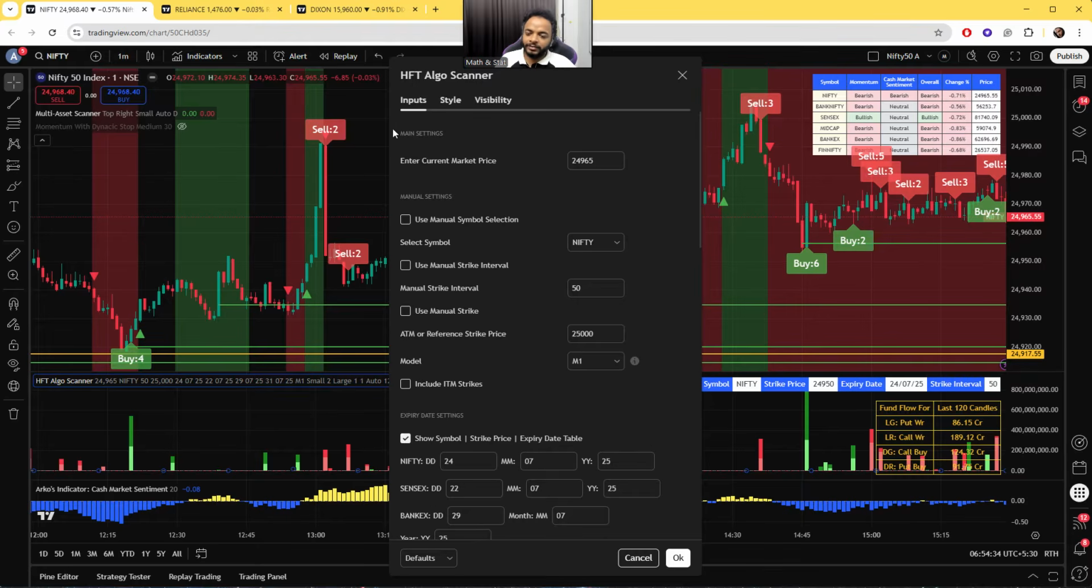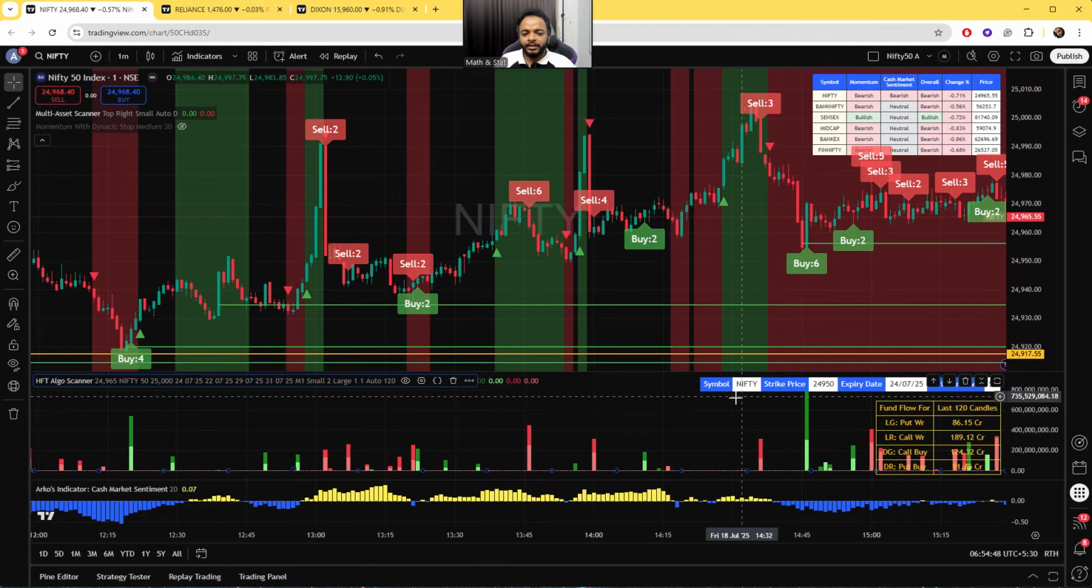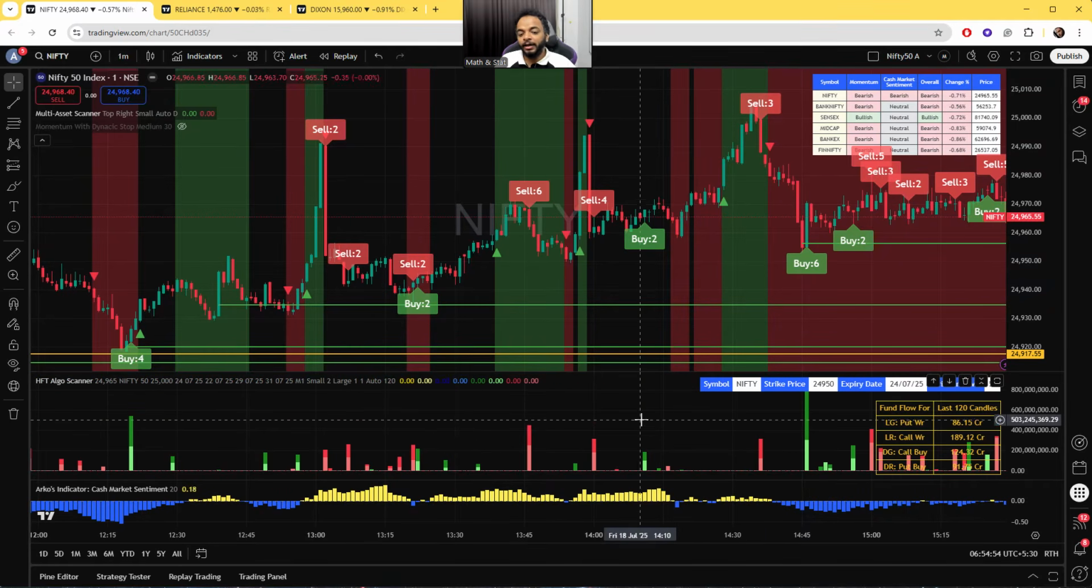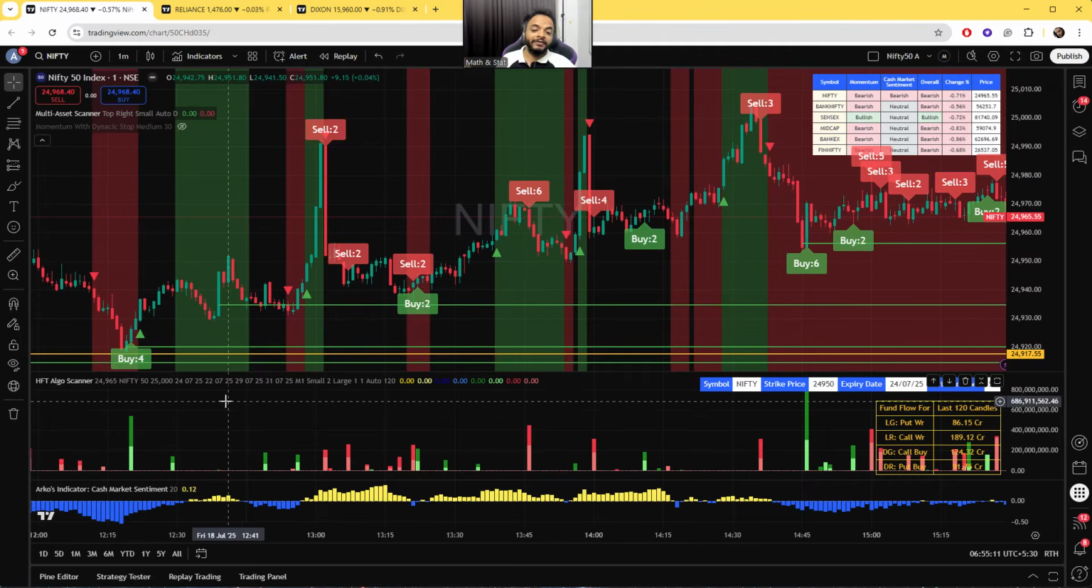As I said, now you just have to enter one main setting, that is the current price. Let's say 24,965. Then we have kept this field to show you what symbol it is calculating, because people can make mistakes. Sometimes you might open other charts. Now it won't work, but in manual mode it might. Suppose you have opened Reliance but the HFT is running on the settings of Nifty. Don't make this mistake.